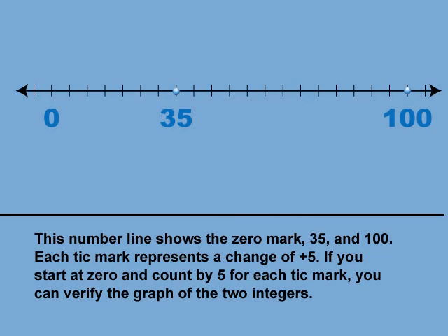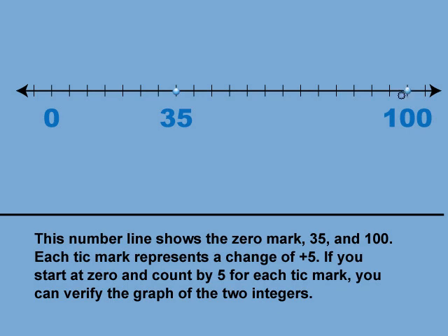This number line shows the 0 mark, 35, and 100. Each tick mark represents a change of positive 5. If you start at 0 and count by 5, for each tick mark, you can verify the graph of the two integers. The distance between the 2 points is the distance the kite has traveled.